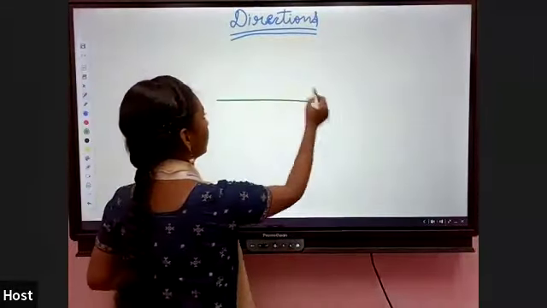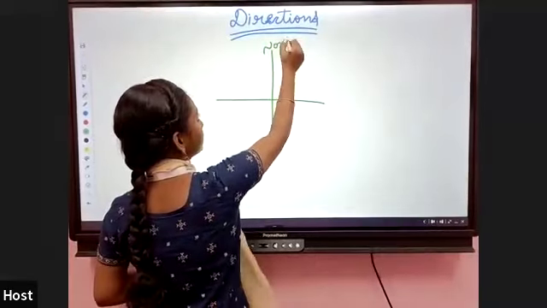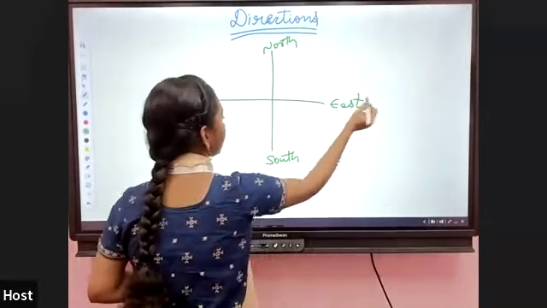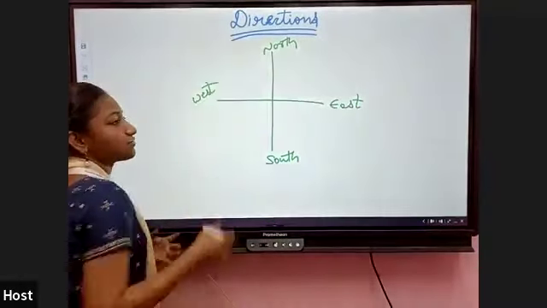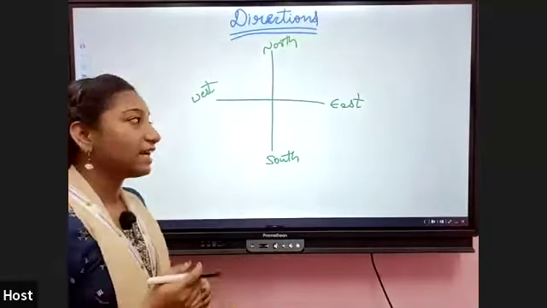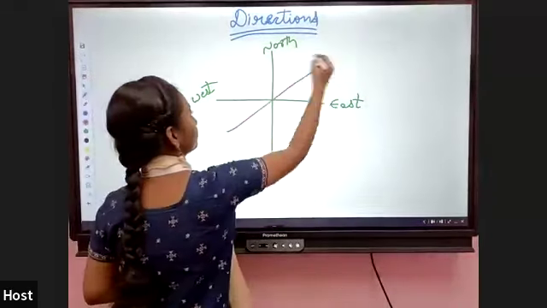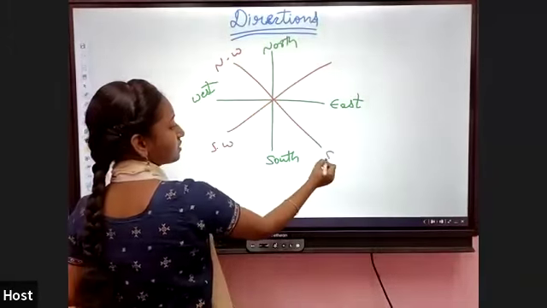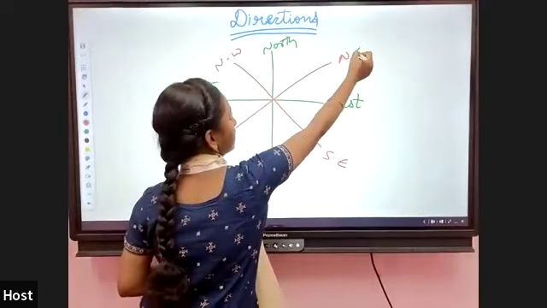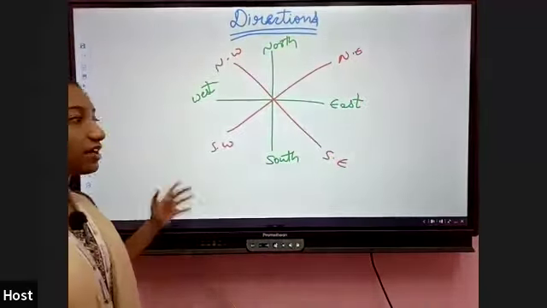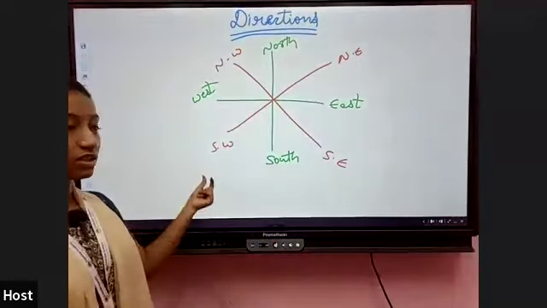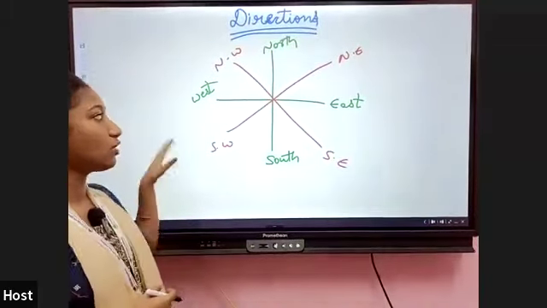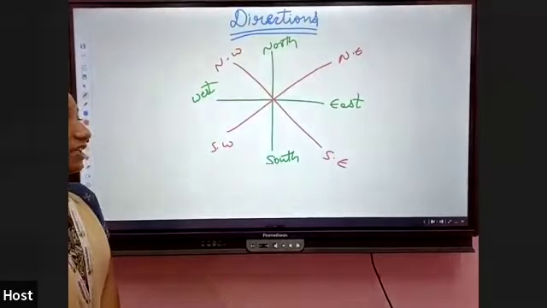There are mainly four directions: north, south, east, and west. These four are called main directions, and there are also cardinal directions. They are northwest, southwest, southeast, and northeast. North, south, east, west are called main directions, whereas northeast, northwest, southeast, southwest are called cardinal directions. So there are mainly 8 types of directions.